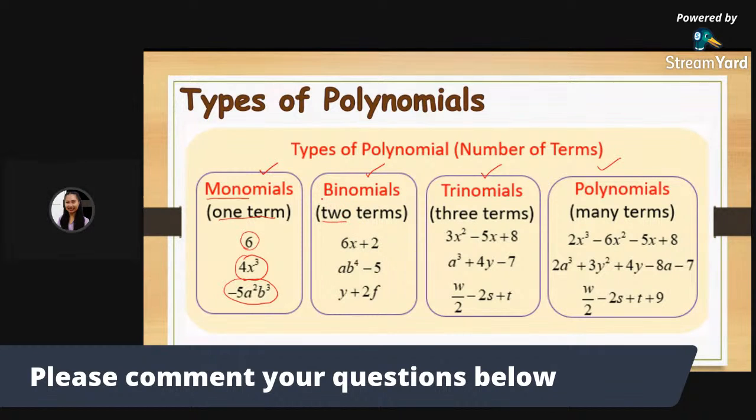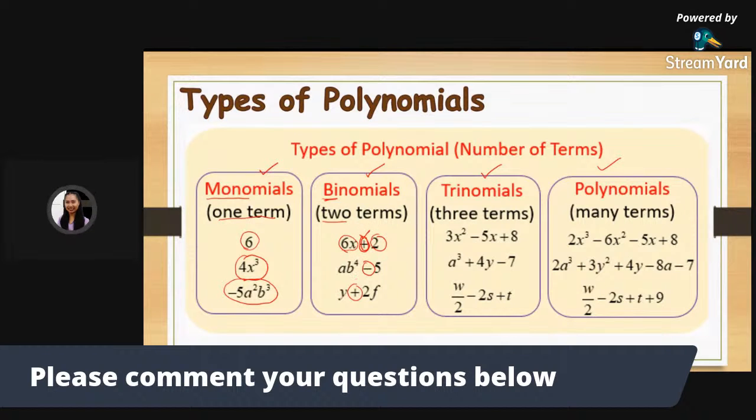Binomials have two terms from the word bi. So as you can see, the terms are separated by the operators. It may either be have plus sign or minus sign. Okay, so this 6x is one term and 2 or the constant is another term because they are separated by plus sign.